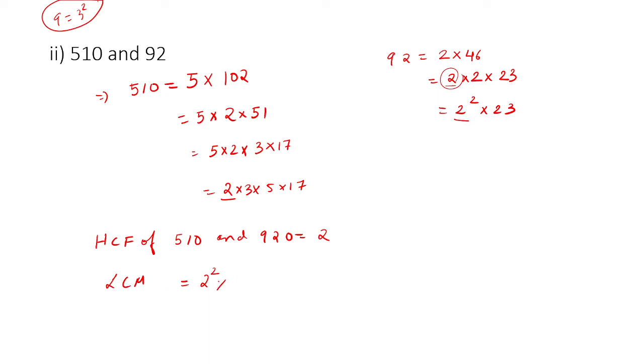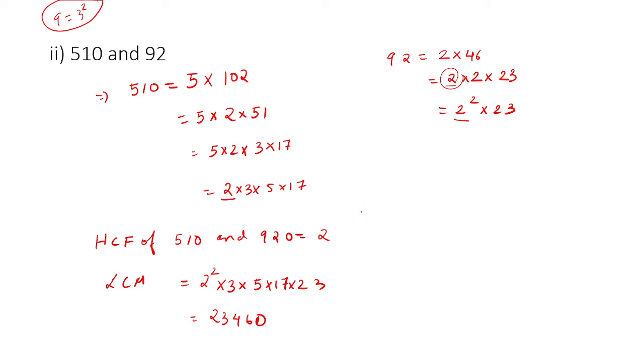Next, you'll have this as 3 into 5 into 17 into 23. So when you take a product of all of this, you'll be getting this as 23,460. Okay, clear?